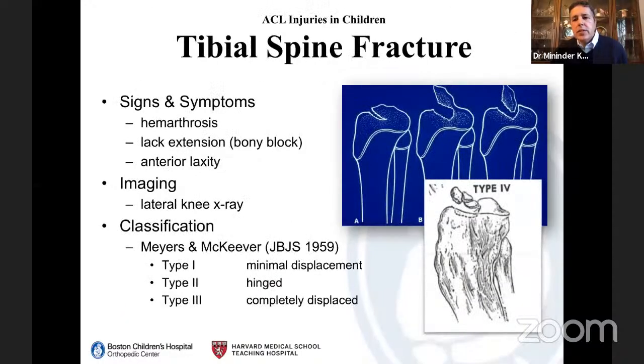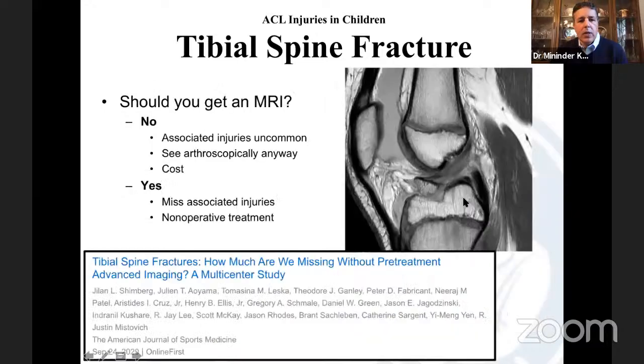Tibial spine fractures, the signs and symptoms are fairly straightforward. We'll have a hemarthrosis because this is an intra-articular fracture. There may be a lack of extension because of the bony block, and anterior laxity of the knee because the ACL is no longer in continuity. Typically, we're imaging this with a lateral knee X-ray. The Myers and McKeever classification is shown here, where type 1 is non-displaced, type 2 is displaced but hinged posteriorly, and type 3 is completely displaced. Type 4 has been added, which is displaced and comminuted.